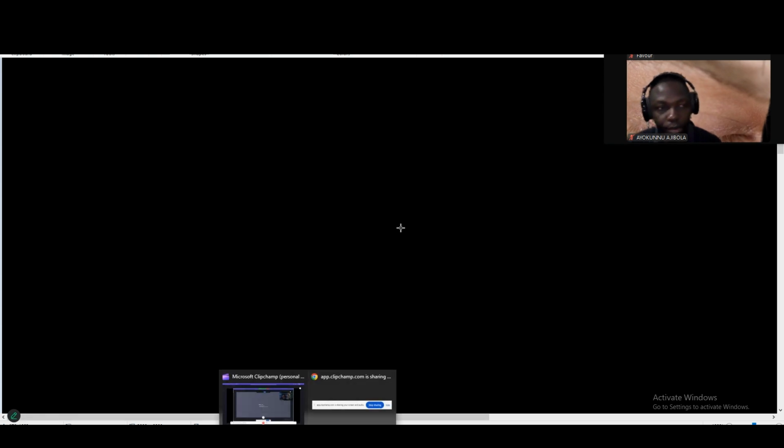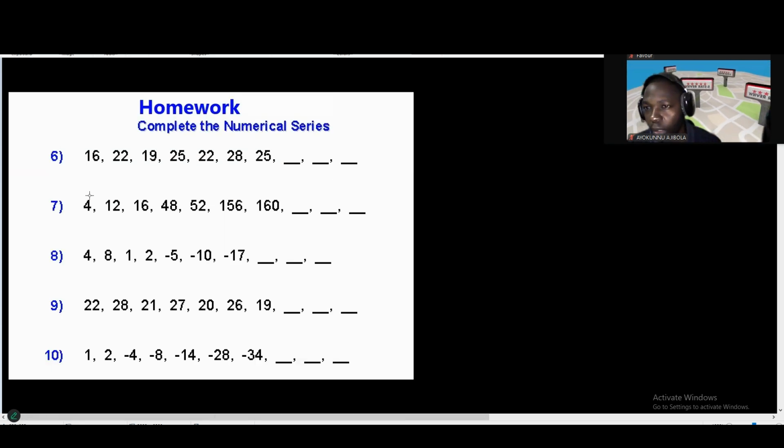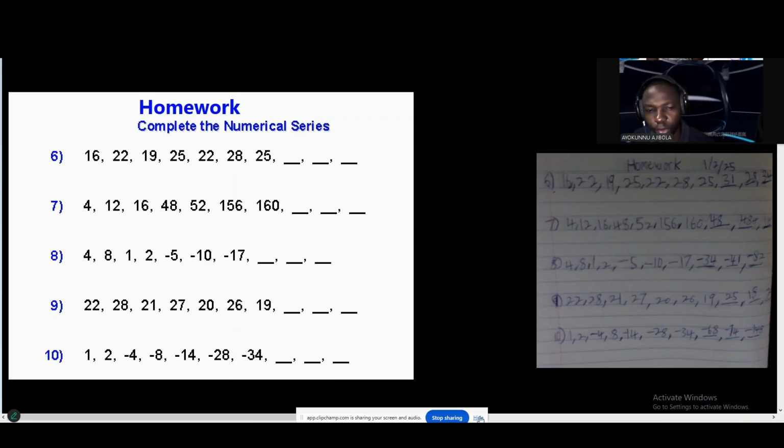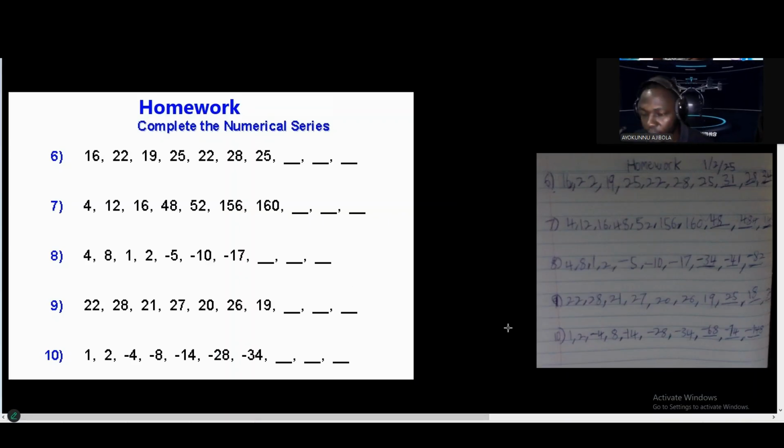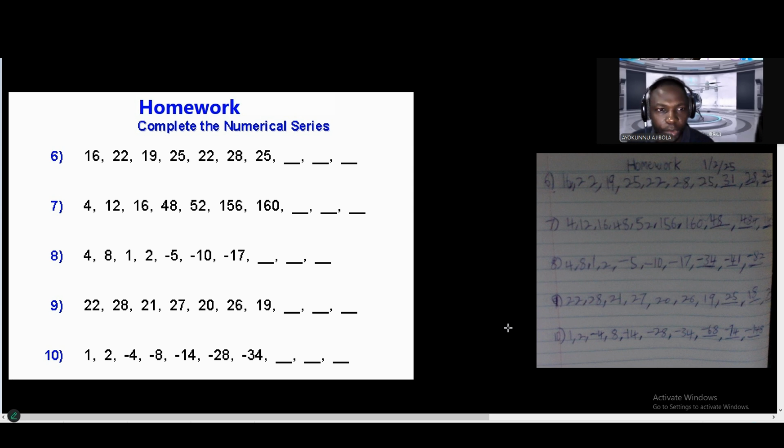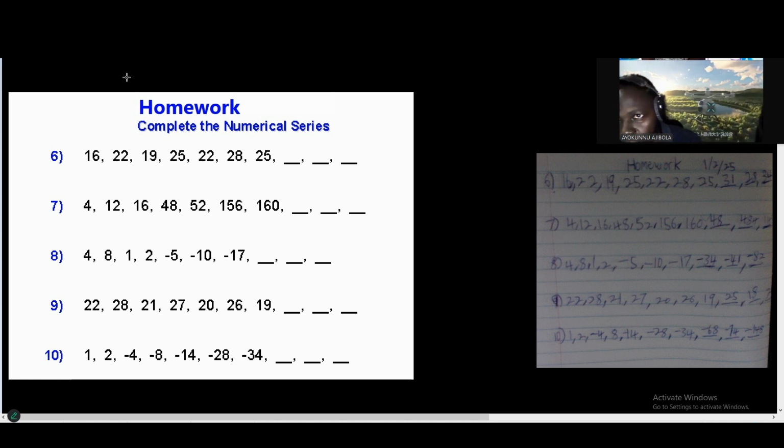Alright, so it's trying to send me the answers to this assignment. So we're gonna look at it together. It's number pattern. So questions number 6 to 10. What's the rule you use for number 6? Add 6 and minus 3, right?